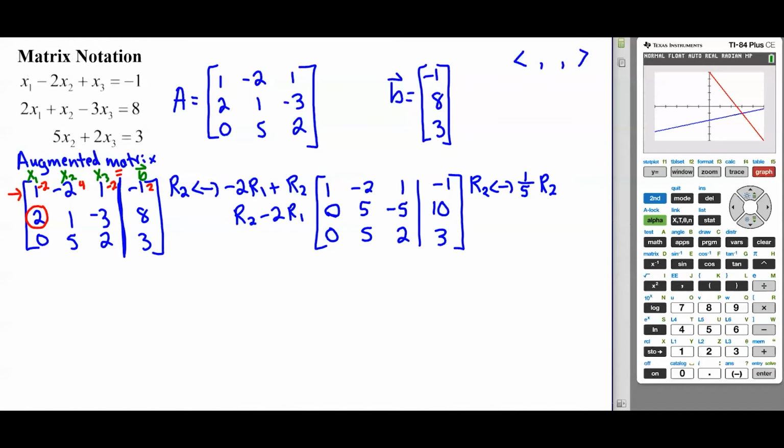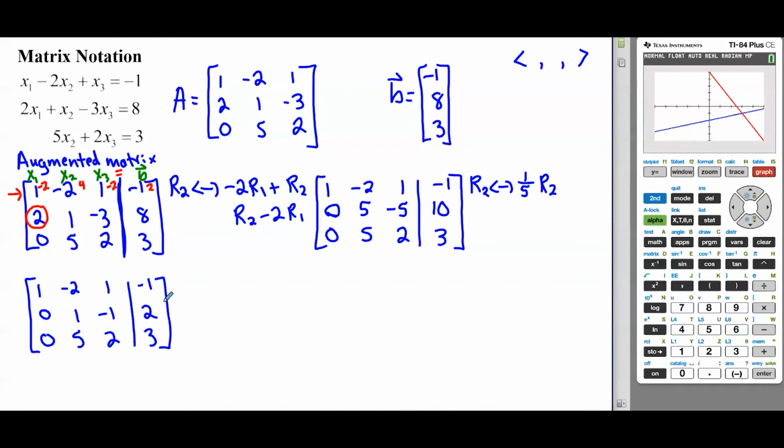That's the same thing. So again, I'm going to write down the rows that I'm not changing. I'm not changing the first row or the third row. I'm only changing the second, and the second row is going to be 1/5 row 2. So I just divide that row by 5.